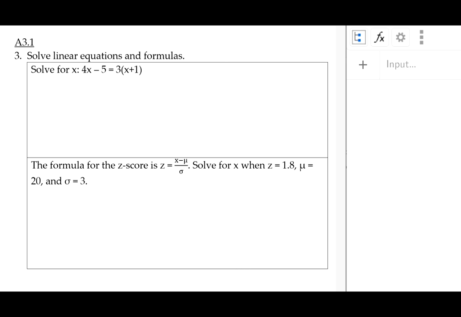The third learning objective in section A3.1 is to solve linear equations and formulas. Here's an example. Solve for x. 4x minus 5 equals 3 times the quantity x plus 1.